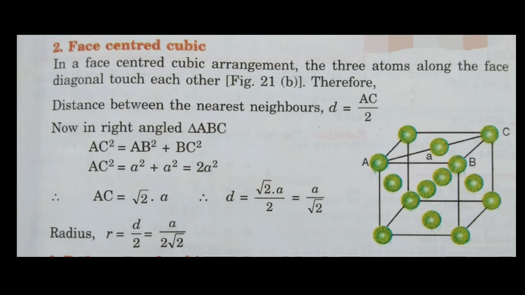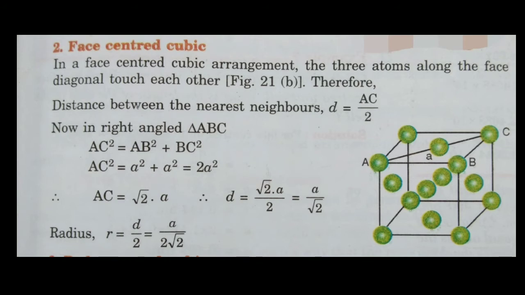Now in right angle triangle ABC, where AB is equal to a and BC is also equal to a, by applying Pythagoras theorem we have AC square equals AB square plus BC square. AC square equals a square plus a square, which is 2a square. Therefore AC equals root 2 times a. Therefore we have d equals AC by 2. Substituting the value of AC, we get root 2a by 2, and on rationalization, we get a by root 2.